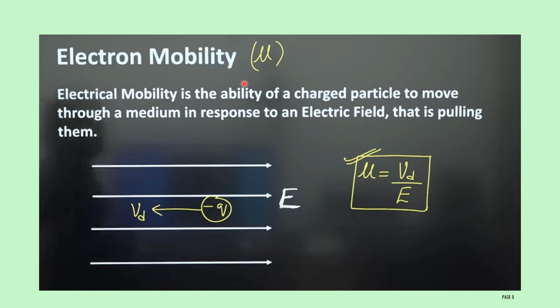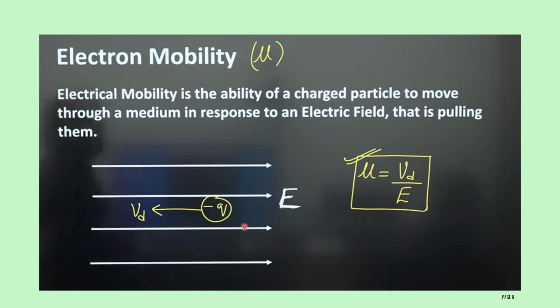Electron mobility is indicated by mu. Electrical mobility is the ability of charged particles to move through a medium in response to an electric field that is pulling them. Consider this is the direction of an electric field. Then here this is the electron. This electron will move opposite to the direction of the electric field.